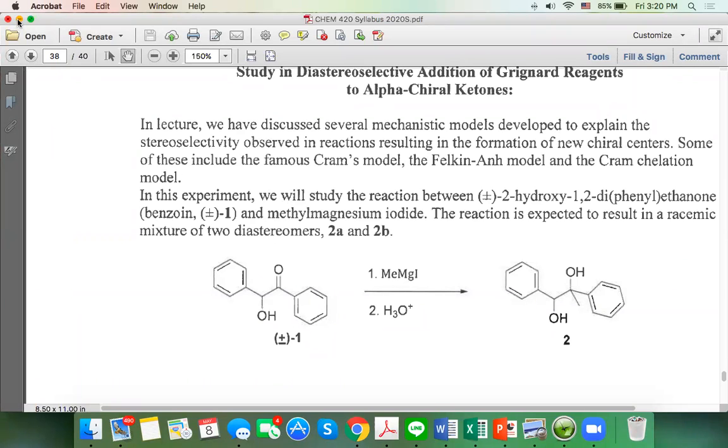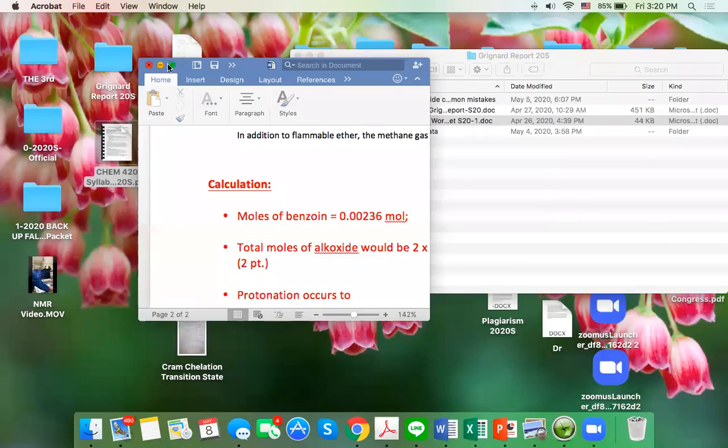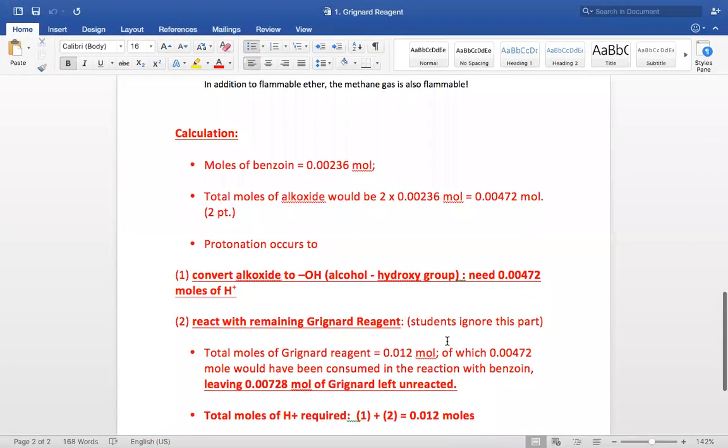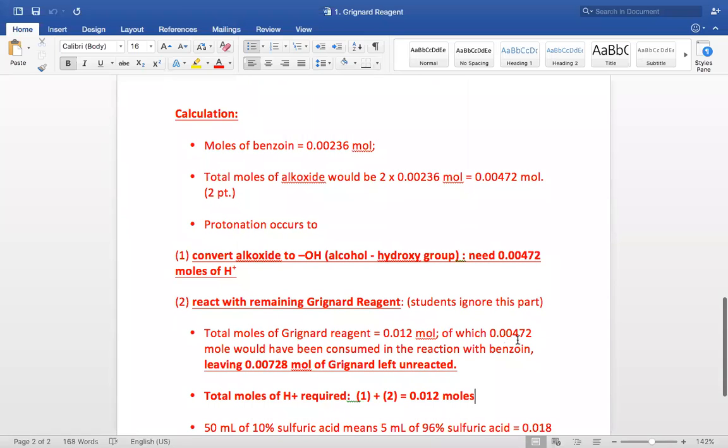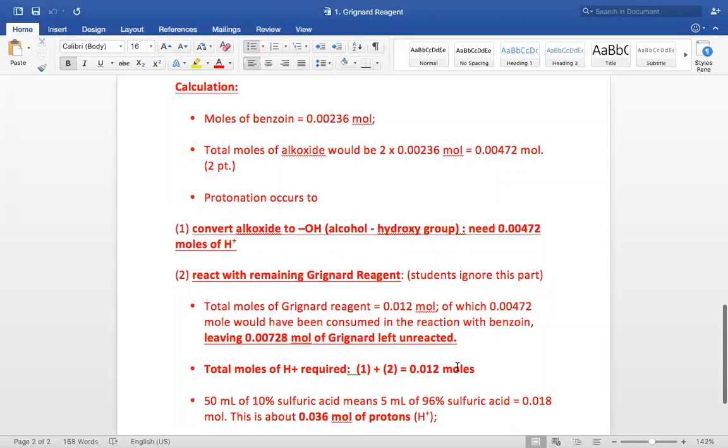After that, there will be some remaining amount, okay? So how much is the remaining amount for the Grignard reagent? Because I know this amount of moles of the Grignard reagent will be consumed in the reaction with benzoin. So I know there will be so much left over, Grignard left unreacted, okay? And this all needs to be protonated. Do you all agree with me?